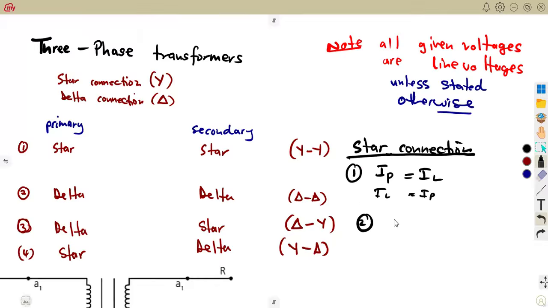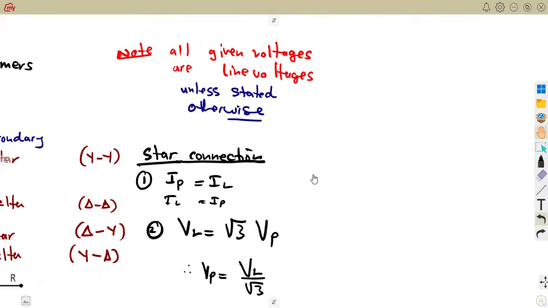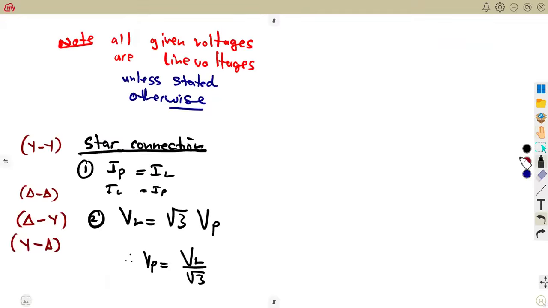In terms of the voltages, VL for a star, remember it is equal to the square root of 3 VP, which is the phase. Therefore, if you divide by square root of 3, VP is going to be VL over the square root of 3. That's a star connection. You need to remember this. You're not supposed to forget this as long as you're doing electrical engineering.